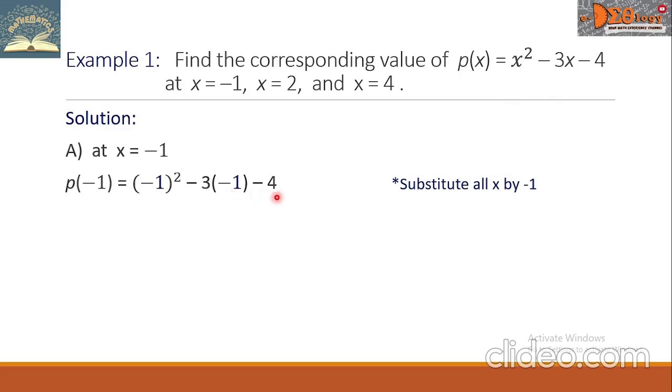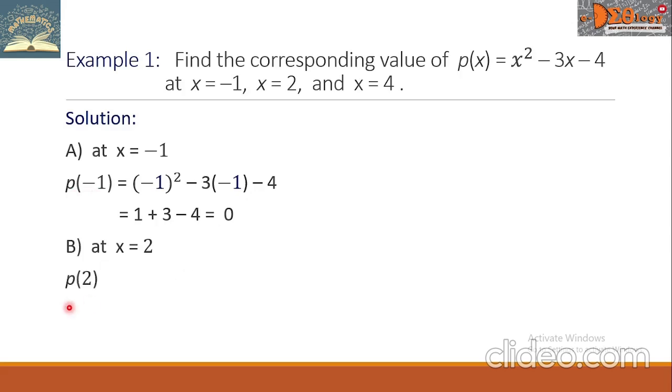Then negative 4. Simplifying the square of negative 1, we have positive 1. Negative 3 times negative 1 is positive 3. Then the negative 4. Simplifying this, we have now 0. This is the value of p of negative 1. Then we go to the next at x equals 2. In symbol, we write p of 2.